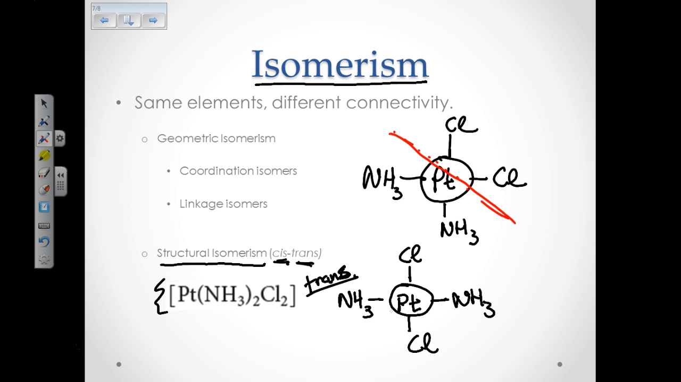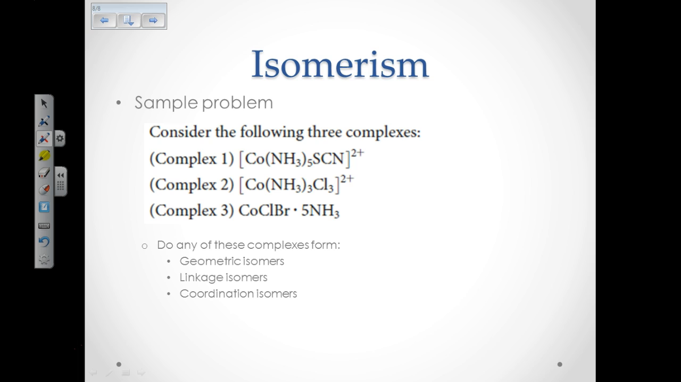I get it. It can be a little confusing, so let's take a look at some of these things. Here we have three different complex ions or coordination compounds. Well, here's a complex ion. There's no counter ion. So let's see if there could be geometric isomers.